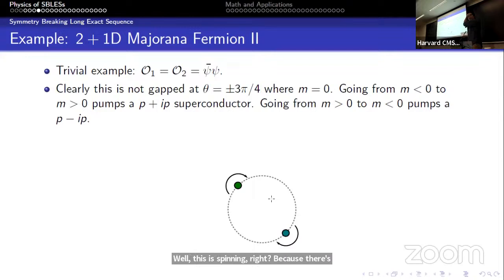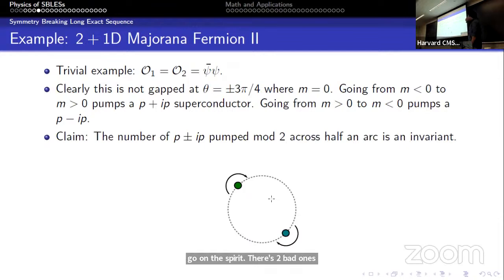So what happens is that when I go from here, the mass is negative, here the mass is positive. Going from negative to positive mass, as you know, locally, you pump a P+ Majorana mode. And at the opposite side, the time reversal side, you go from positive mass to negative mass and you pump the P minus. So that's what happens when I go around the circle. They're just two bad points.